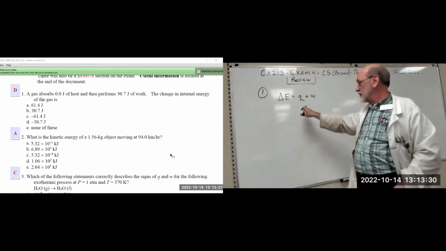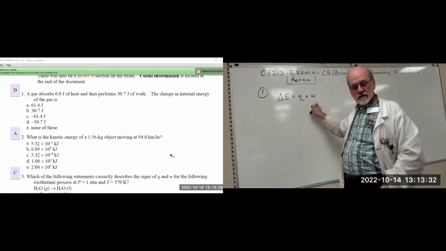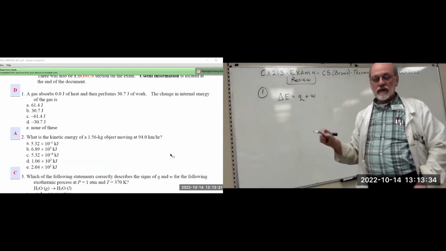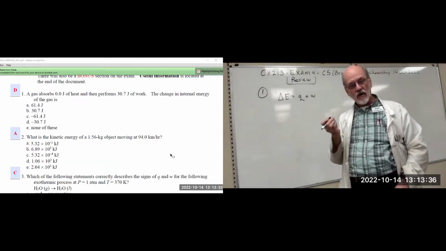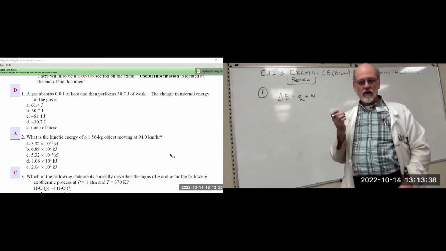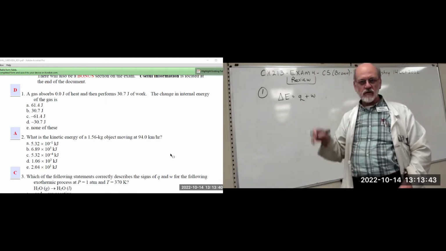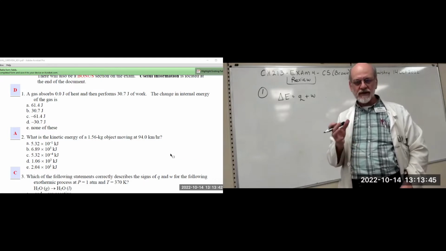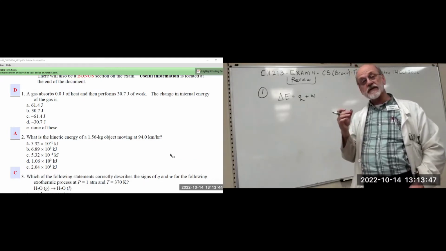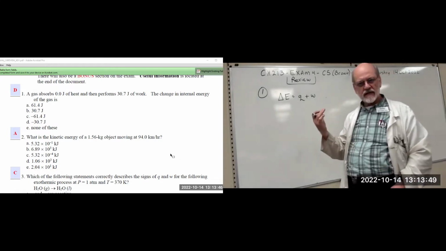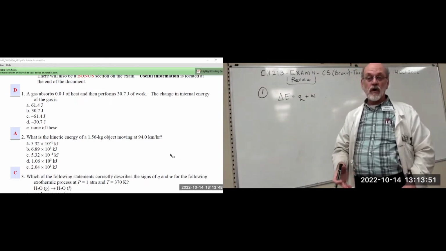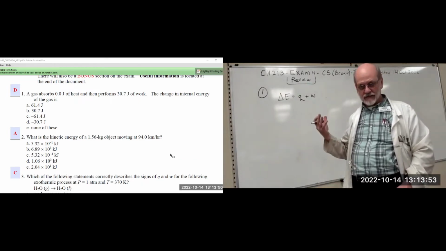Right? Heat transferred, work done. And remember, the signs on all the values are relative to the system. So if we're adding heat to the system, or doing work on the system, those are positive values. If the system is losing heat, it's negative. If it's doing work on the surroundings, it's negative.